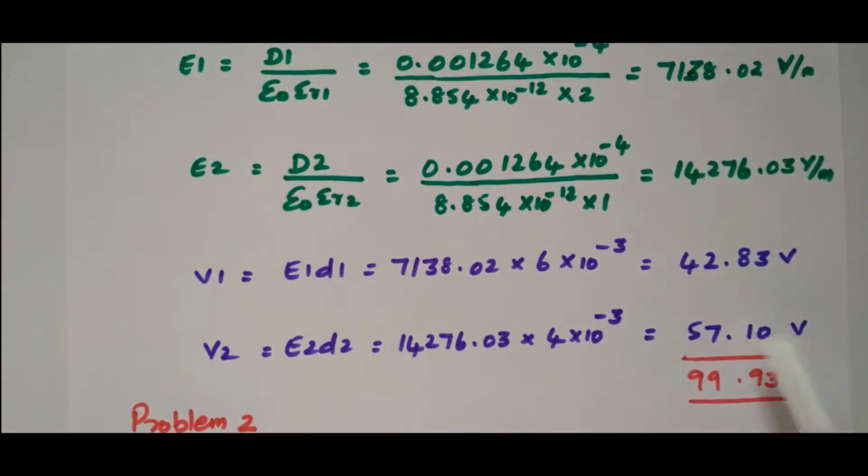So by adding these two, what did we get? 99.93 volts. The applied voltage is 100. We know the applied voltage, so by adding, we got nearly 99.93. So the value we calculated is almost correct. It is near the 100 volts. That's why we are taking the displacement density to 5 to 6 digits, right?